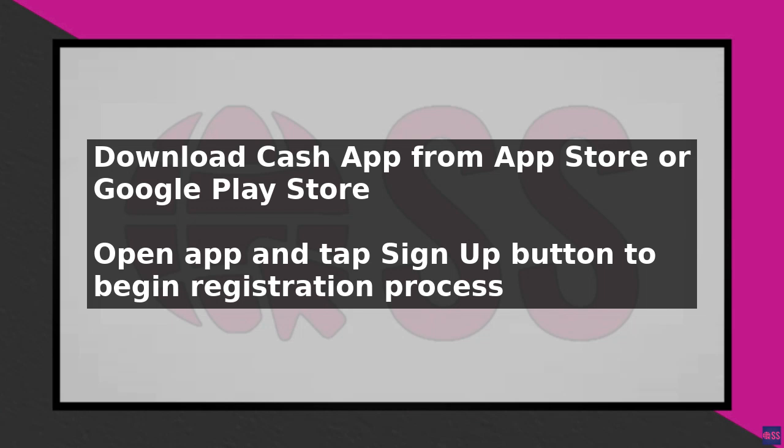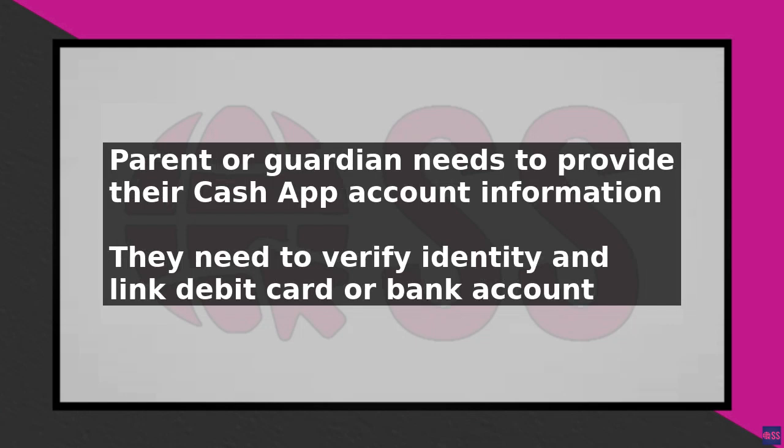Start by downloading the Cash App from the App Store or Google Play Store. Once the app is installed, open it and tap on the Sign Up button. You will be asked to provide your phone number or email address to begin the registration process. Since you are under 18, you will need a parent or guardian to help you with the next steps.